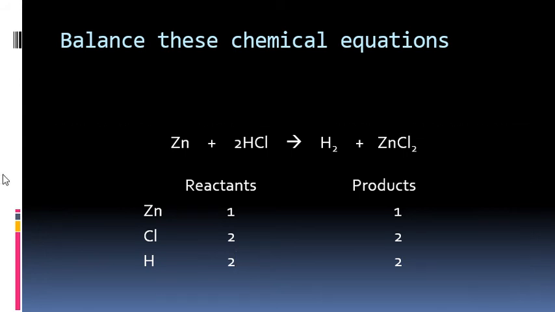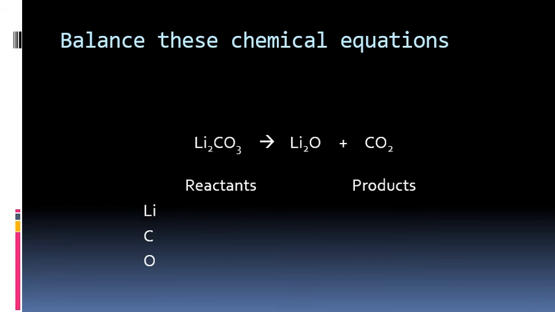And simply by adding a 2 in front of HCl and not adding a coefficient in front of anything else, we now have a balanced chemical equation because we have 1 zinc on both sides, 2 moles of chlorine on both sides, and 2 moles of hydrogen on both sides. Therefore, we're obeying the law of conservation of matter. Nothing is being lost or coming out of thin air. Everything is accounted for. Now let's go for a decomposition reaction.